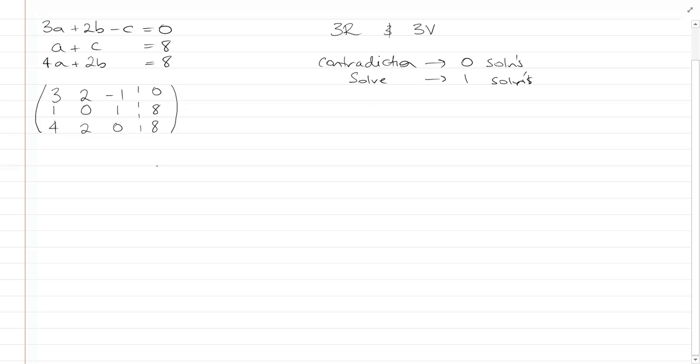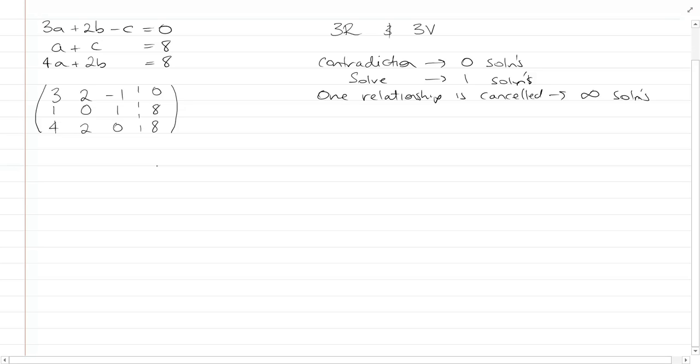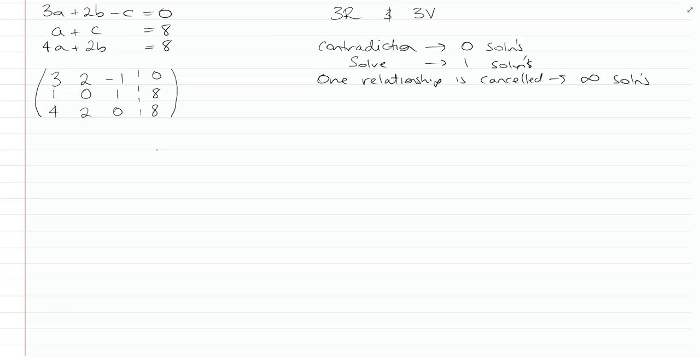And the third option is that I might find one relationship is cancelled, and this will lead to an infinite number of solutions. You will not get 2, 3, 4, 8, 15 or any other number of solutions apart from 0, 1 or an infinite number of solutions. Now we're going to see what happens in this particular example.